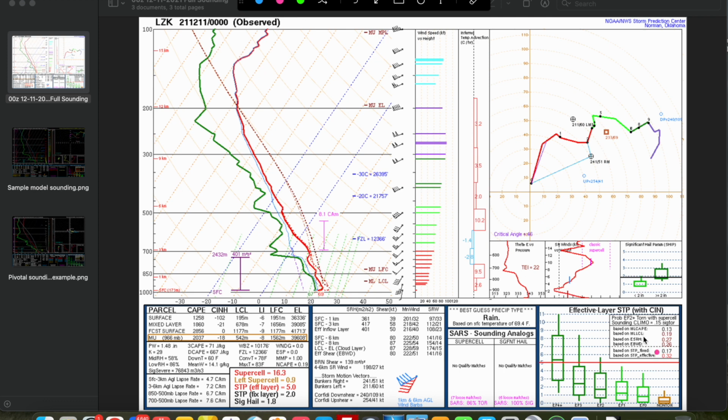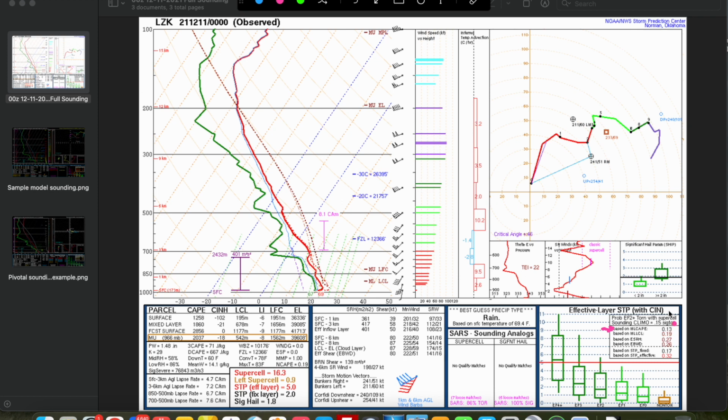And this inset here gives us the relative frequency, the probability of EF2 plus tornadoes with any supercell in this environment. You can see that the sounding climatology indicates that a value above 0.15 indicates significant tornadoes are possible. You can see here in this environment, just based on mixed layer CAPE, we have a probability of 0.13. So basically, that is telling us that based on all historical cases, looking at just mixed layer CAPE, the probability of a significant tornado is going to be 0.13, 13%.